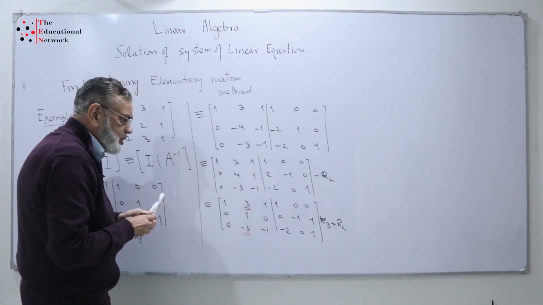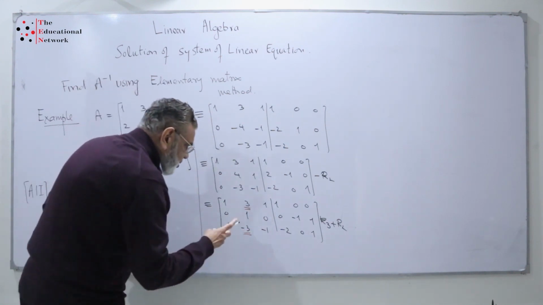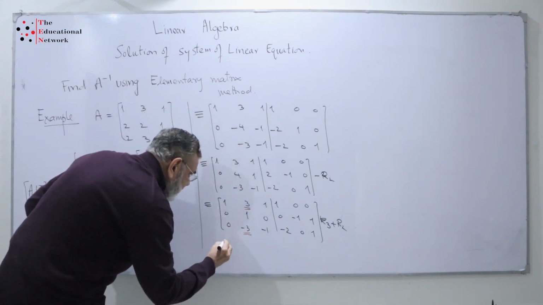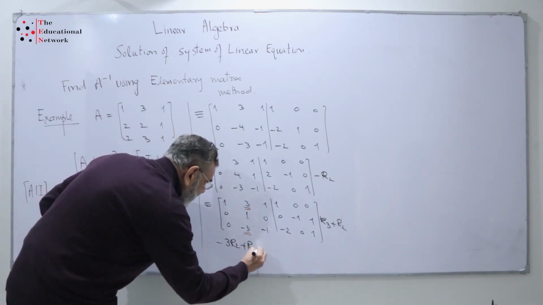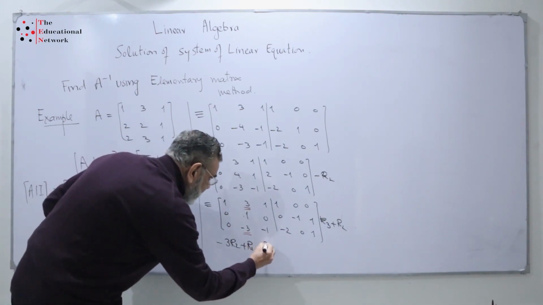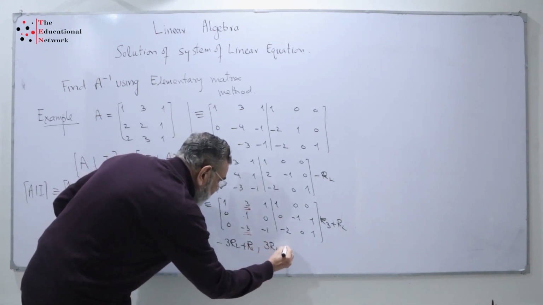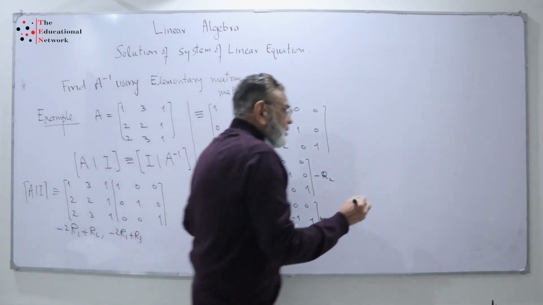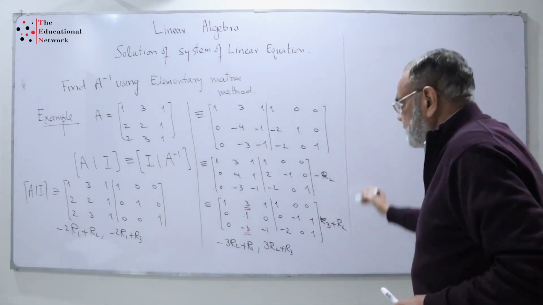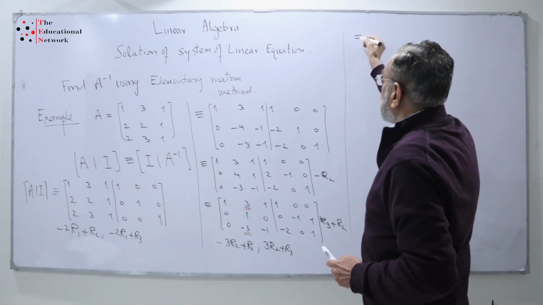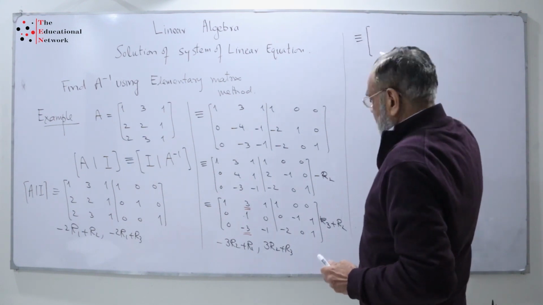So I take operation on row 2. That will be minus 3R2 plus R1, and the second operation will be 3R2 plus R3. Now let us see what we get by making these operations. The operations are on the second row.